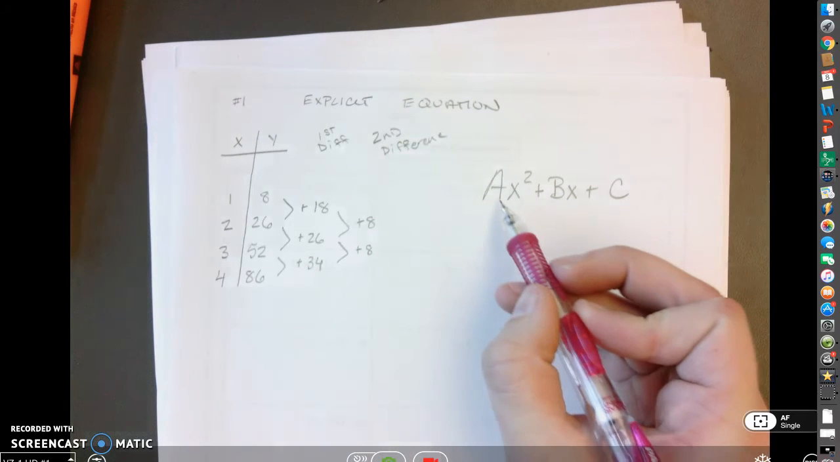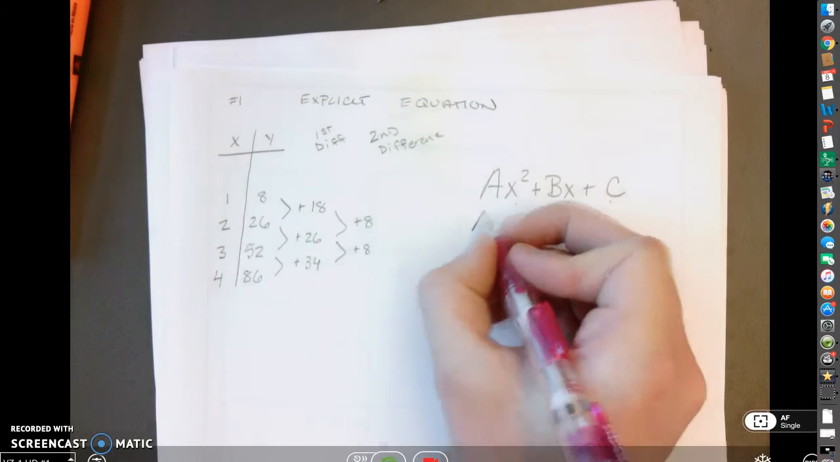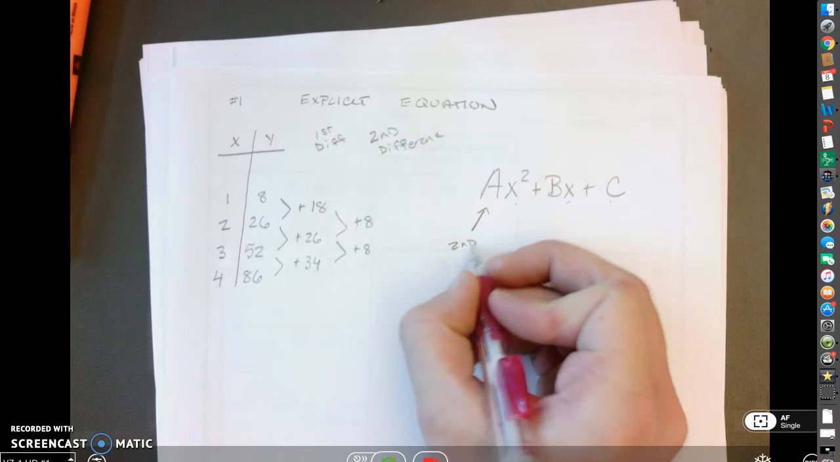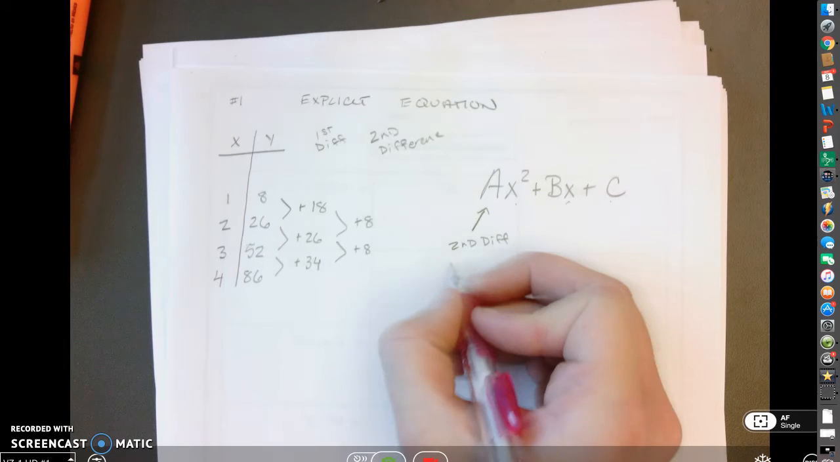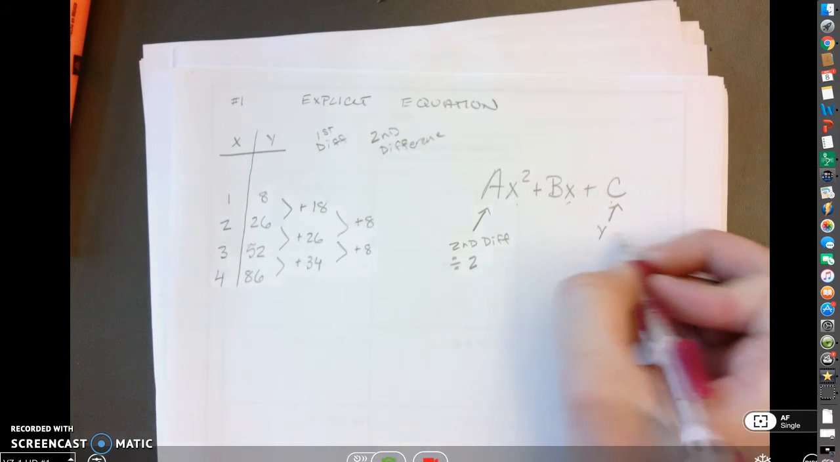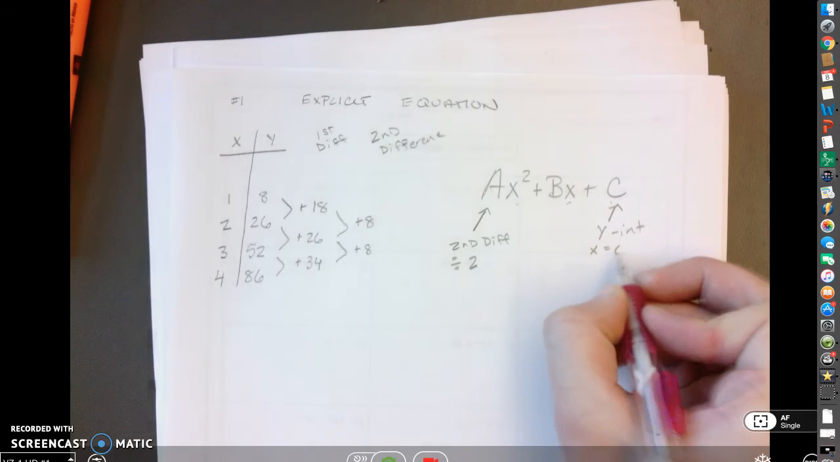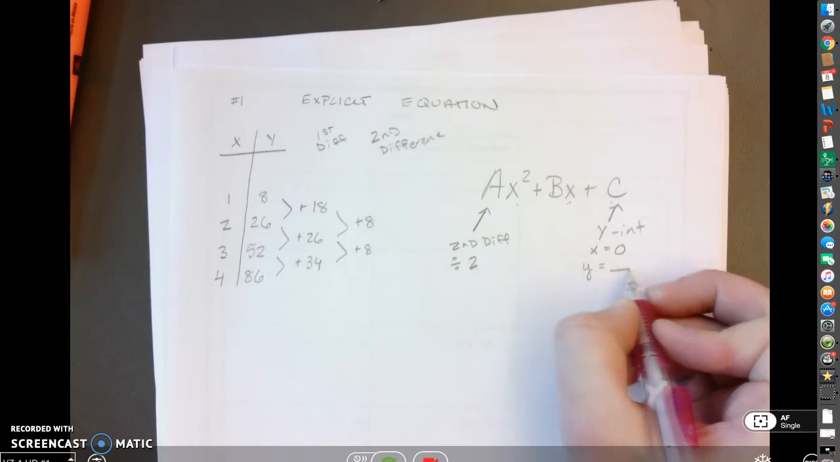Then I have my equation, which is always ax squared plus bx plus c. A is always your second difference divided by 2. And then c is always the y value when x is 0, also known as your x-intercept. So go in your table, find x is 0, and then what's the y value.